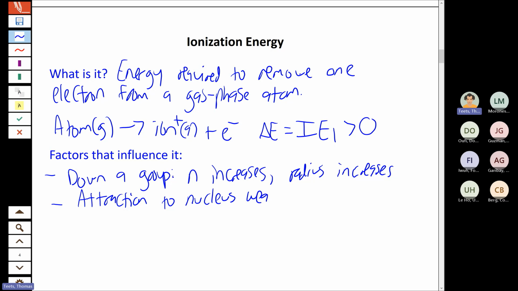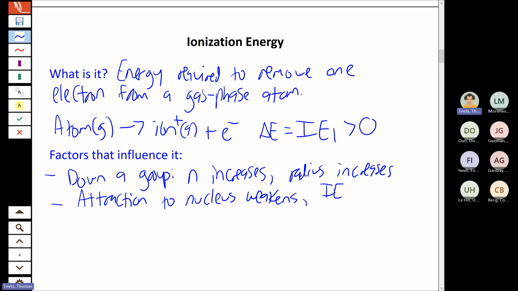Delta means change, so it's a change in energy. It's sort of the difference in energy between the ion and the atom, and that's how much energy is put in to form that. So anytime you see delta in this class, which looks like a triangle, that means change, difference, final minus initial. That'll come in more detail later on in the course.